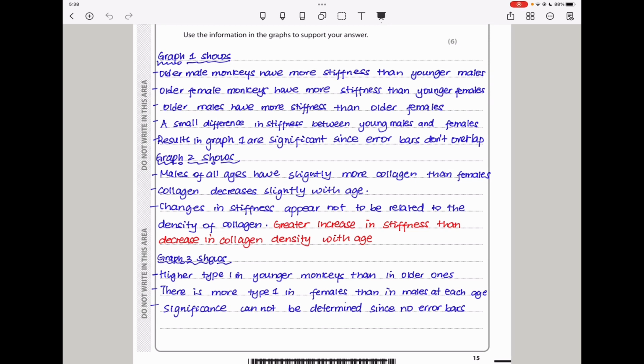So I said males of all ages have slightly more collagen than females. You can observe that from graph 2. And collagen decreases slightly with age. Changes in stiffness appear not to be related to the density of collagen.